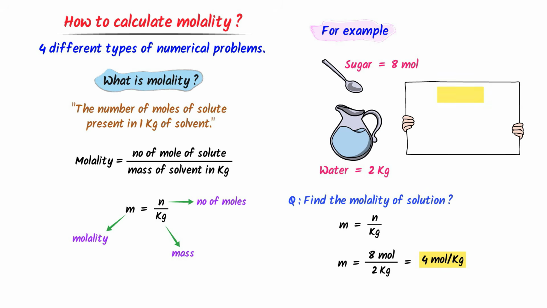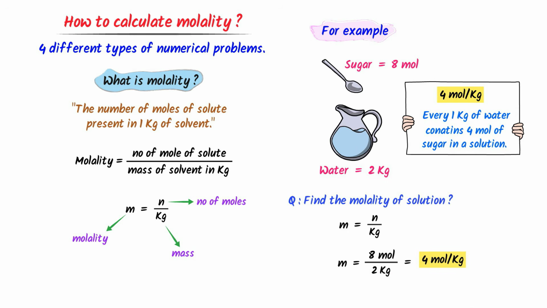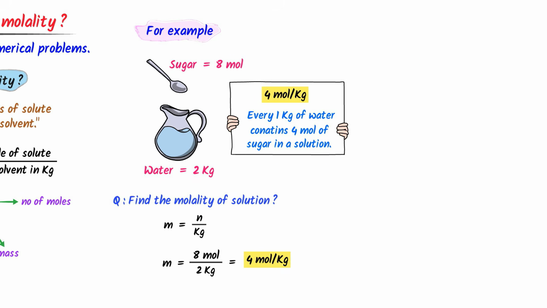Remember that this 4 mole per kg means that every 1 kg of water contains 4 mole of sugar in a solution. Let me repeat it. Thus remember that molality means how many moles of a solute is present in 1 kg of a solvent.